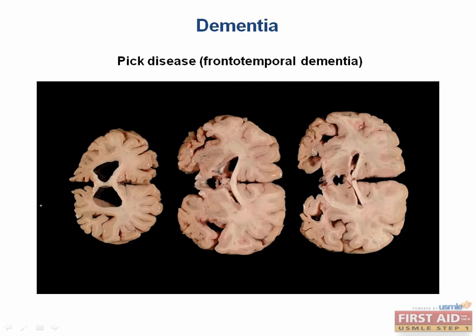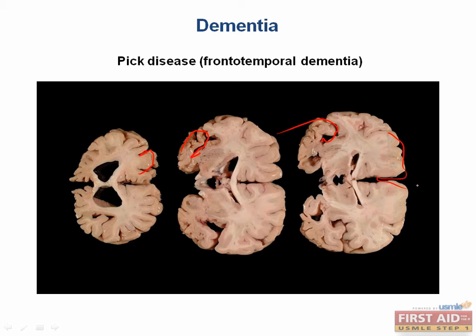Now let's move on to Pick disease, which is also called frontotemporal dementia for the lobes that are affected. If you think through what these two areas encode, it makes sense that the presenting symptoms for these patients are a progressive deterioration of language, which involves the temporal lobe, right? You can see that atrophied here, as well as changes in personality, which reside in the frontal lobe. You can see some signs of atrophy there as well.